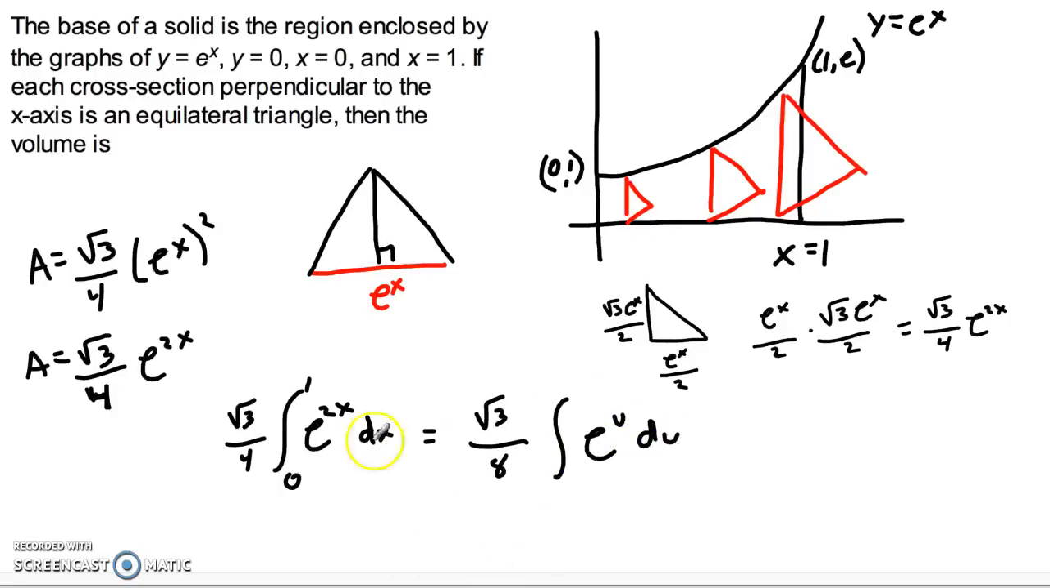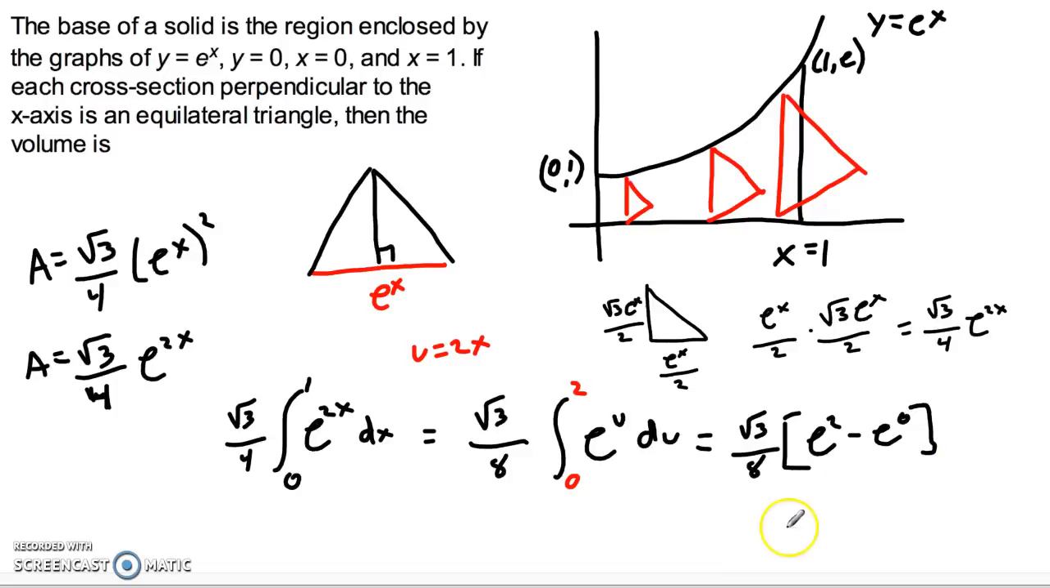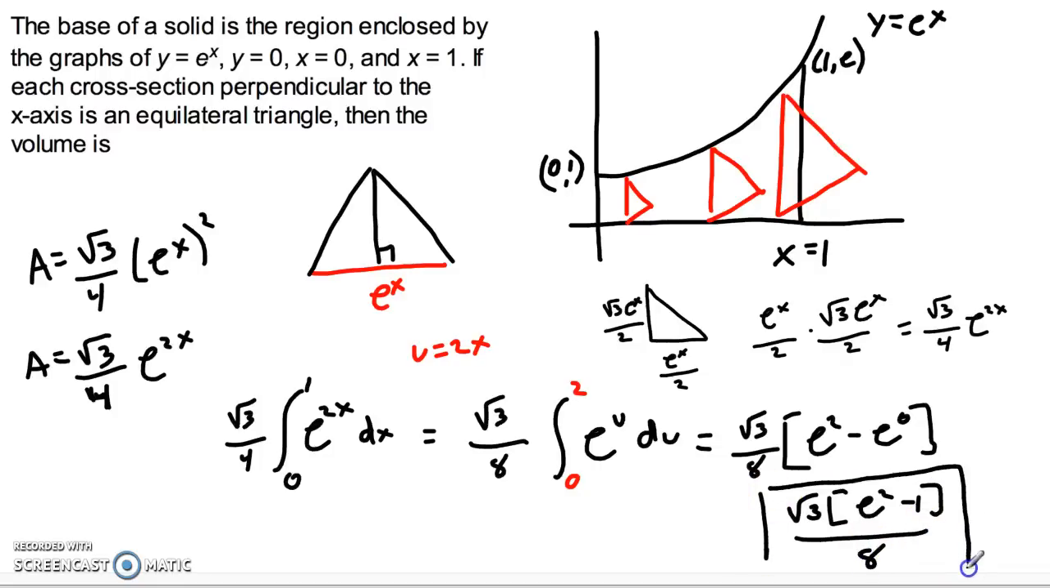And again, watch those bounds. u is 2x, right, in this substitution. So that means 2 times 0 is 0, 2 times 1 is 2, and those would be the bounds we're working with. So we end up with rad 3 over 8 times e squared minus e to the 0. And we can break that down to rad 3 times e squared minus 1 over 8. And there's our volume with equilateral triangle cross-sections.